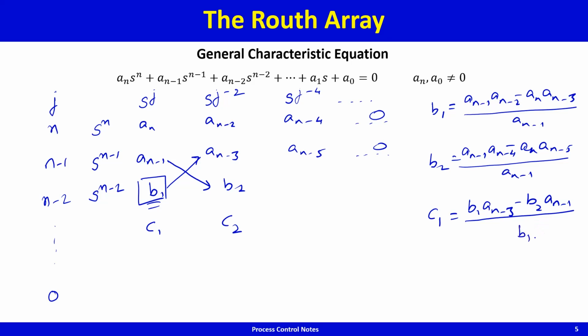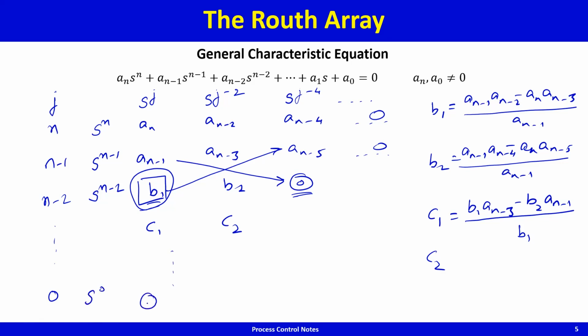Okay. Let's say there is a coefficient here too. Then c2 is going to be, and I'm not going to write the expression, this times this minus this times that, and if there is no coefficient here then you treat that as 0, divided by this guy again, and so on and so forth. You keep going until you hit the s to the power 0 row, and there will be only one element in that, and that's it.